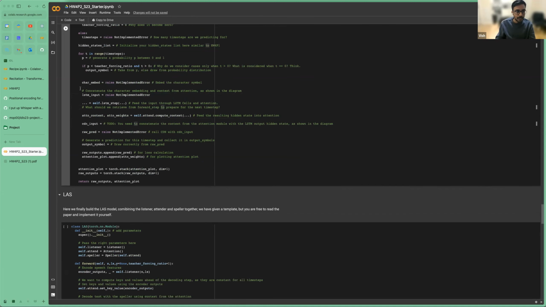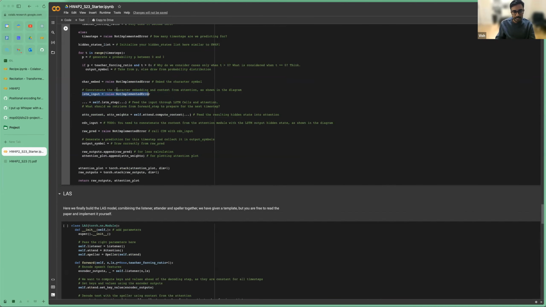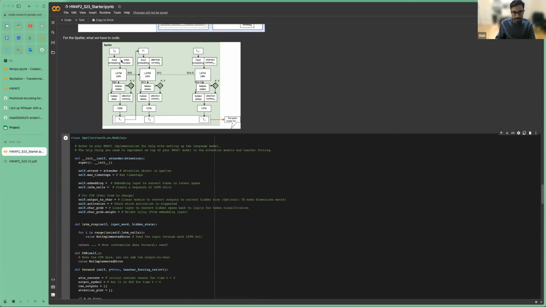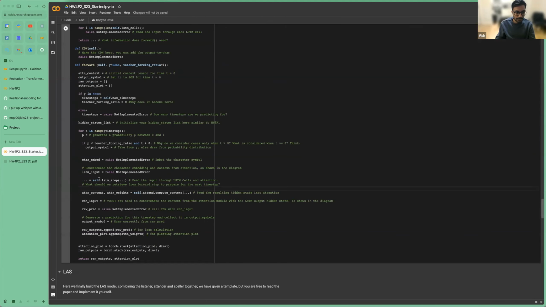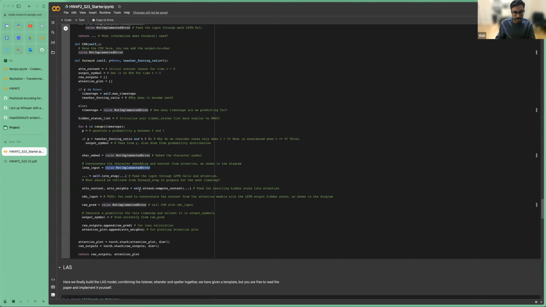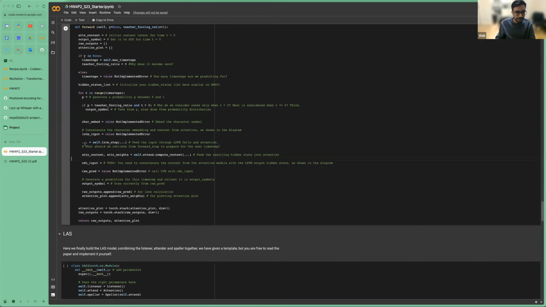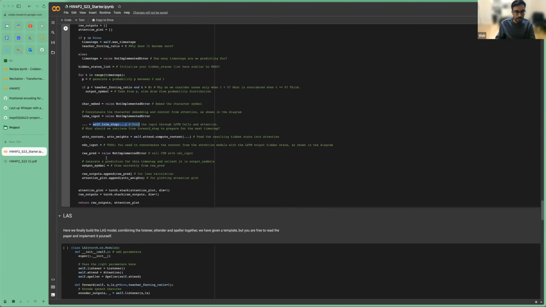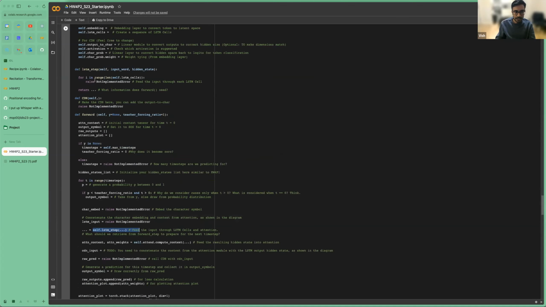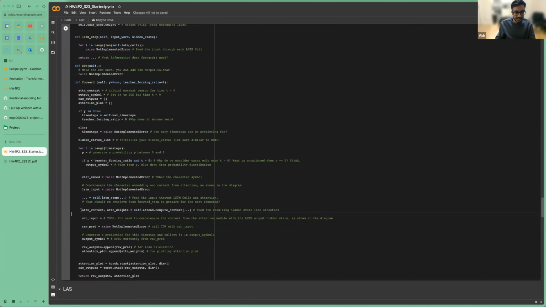That's what you're doing. LSTM input, like we show here, you want to concatenate input embedding and initial context. Concatenated, you can use torch.cat for that. And this is LSTM step. You know the function right here. You kind of have to understand what it returns and what it takes in as input. Attention context and attention weights. This is the part that's important.